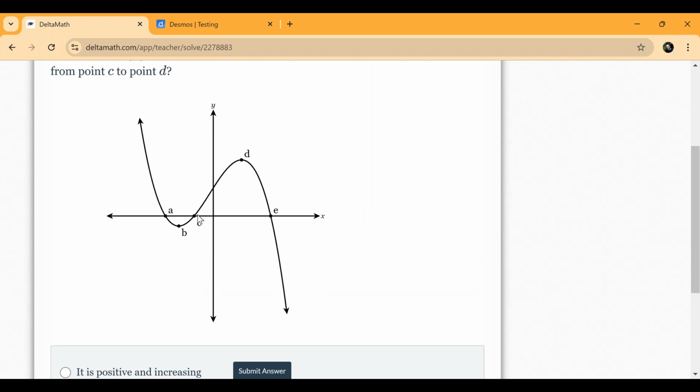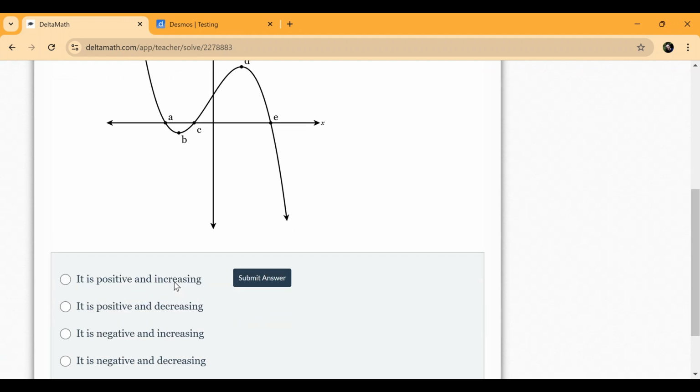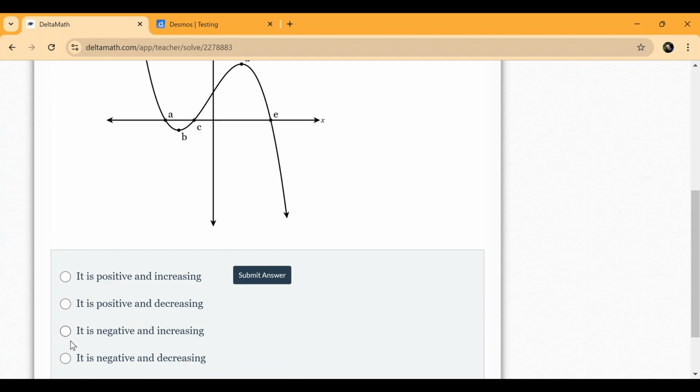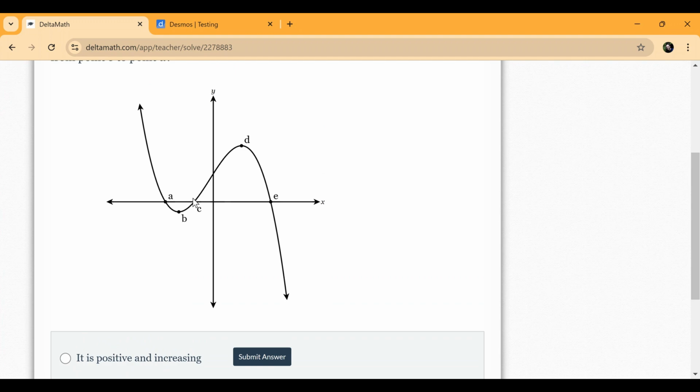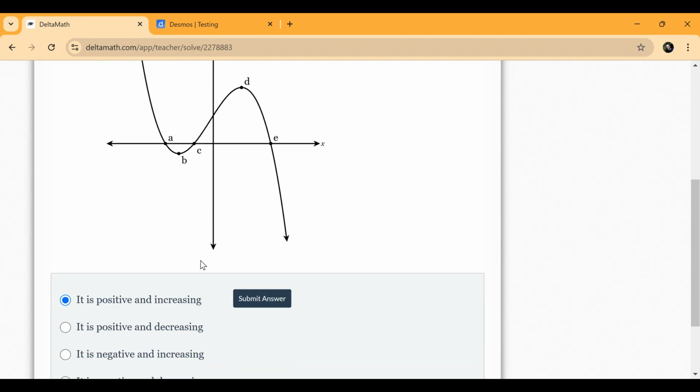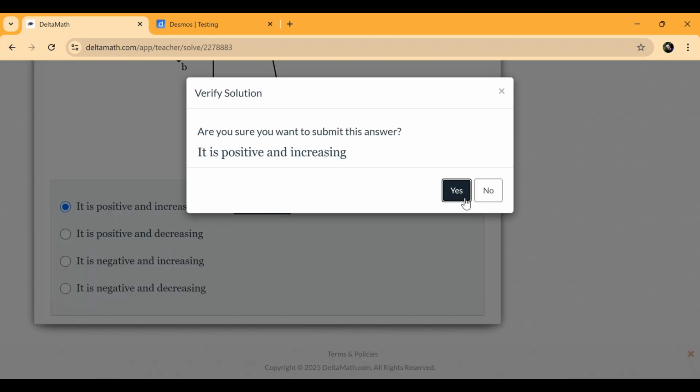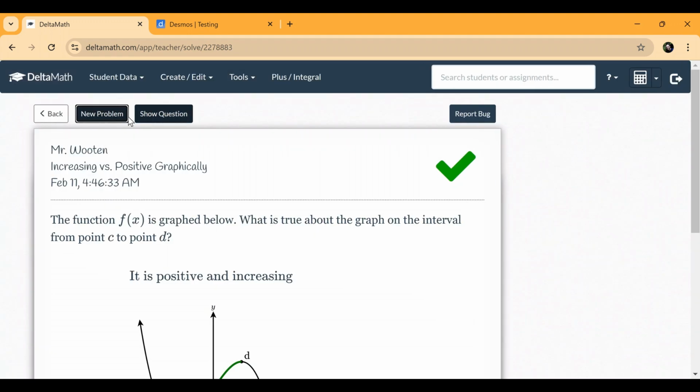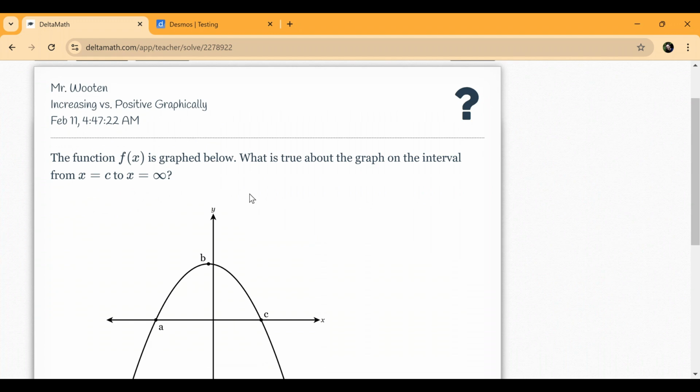Well, from C to D, C is starting at 0, but then it immediately goes up into the positive y values, right? This is one of the positive sections of the graph from C to E. So it's not going to be negative. Now we just need to know, is it increasing or decreasing? Well, from C to D, we're going up and to the right. That is increasing. So we're going to select positive and increasing. Wonderful. Let's take a look at another one.